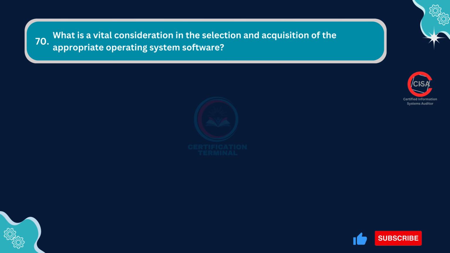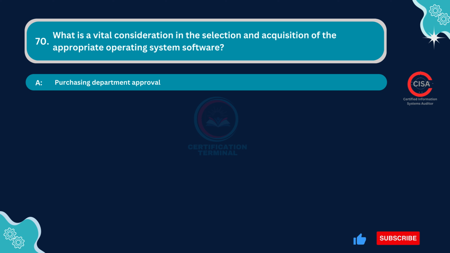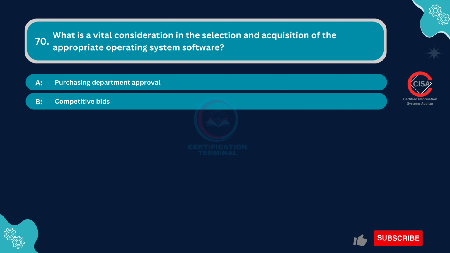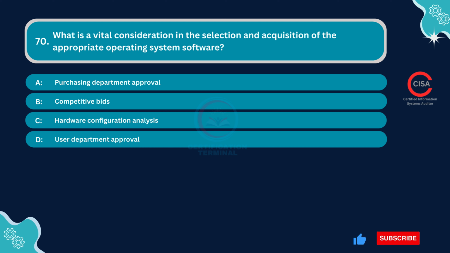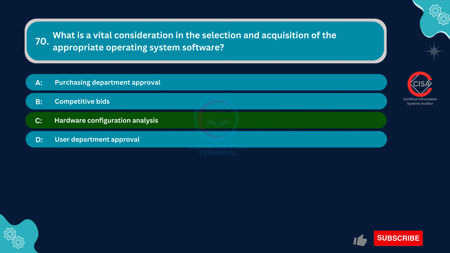Question number 70. What is a vital consideration in the selection and acquisition of the appropriate operating system software? Option A, purchasing department approval. Option B, competitive bids. Option C, hardware configuration analysis. Option D, user department approval. The correct answer is Option C, hardware configuration analysis.